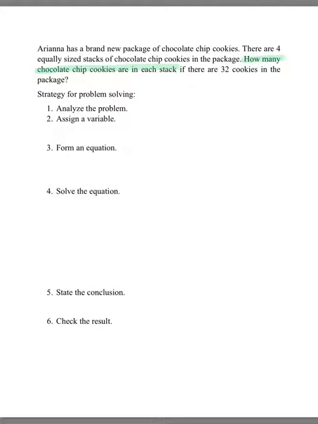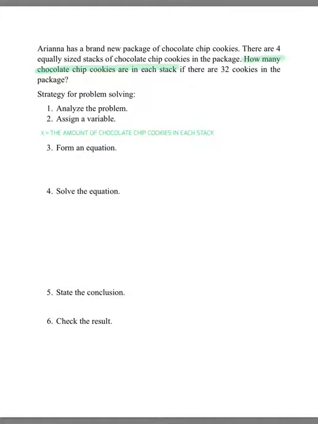Now that we know what it is exactly that we're looking for, we can go ahead and assign a variable to represent our unknown quantity. So let us go ahead and do so. We'll use the variable x for this problem, and again, any variable will do. We're going to let x represent the amount of chocolate chip cookies in each stack.